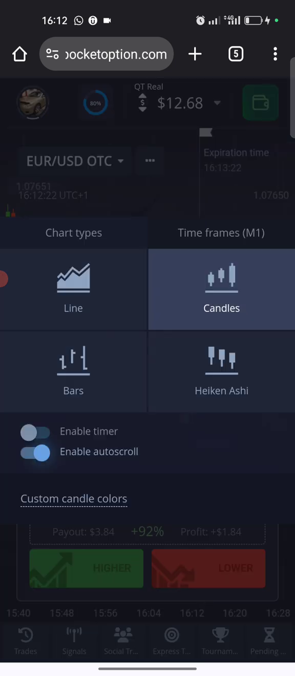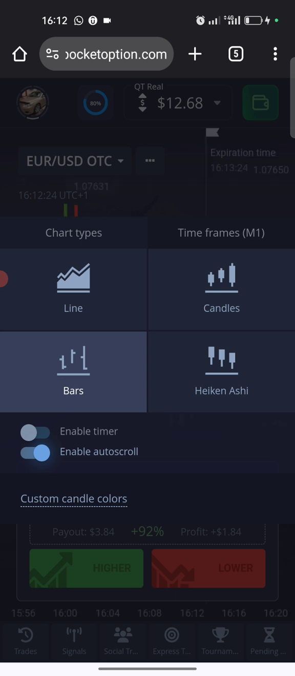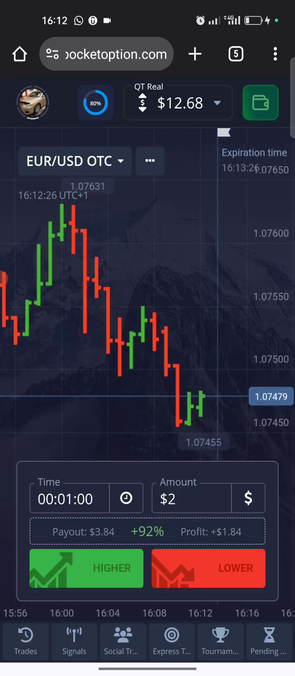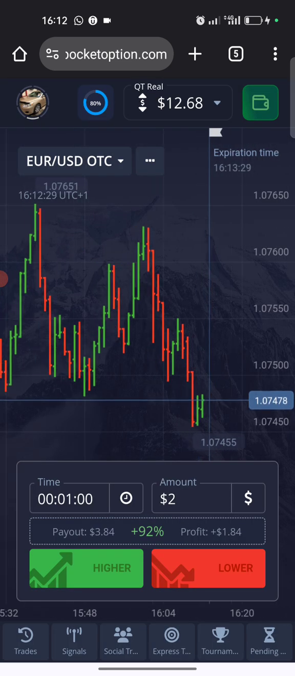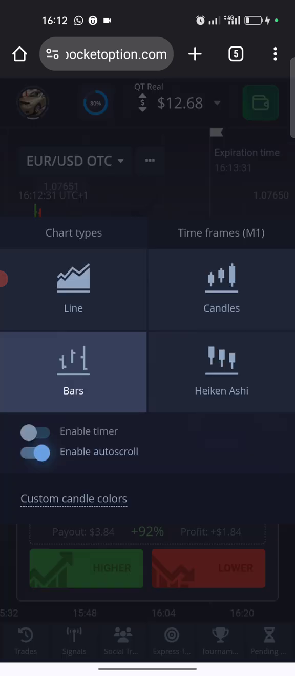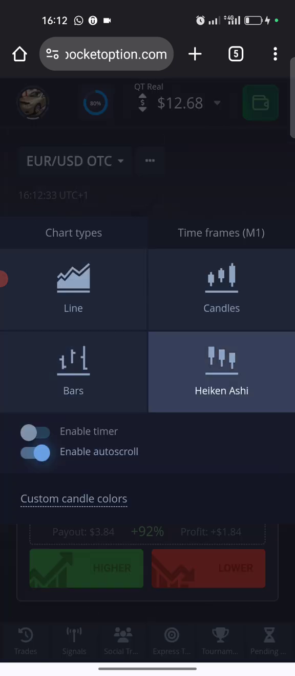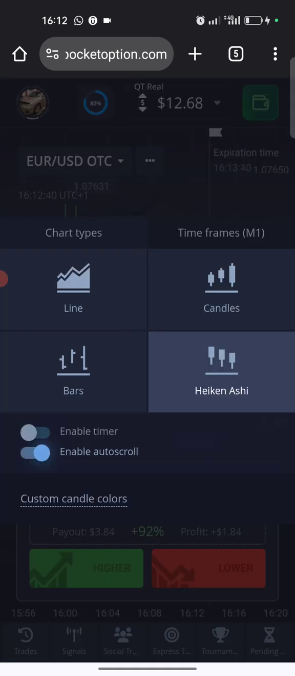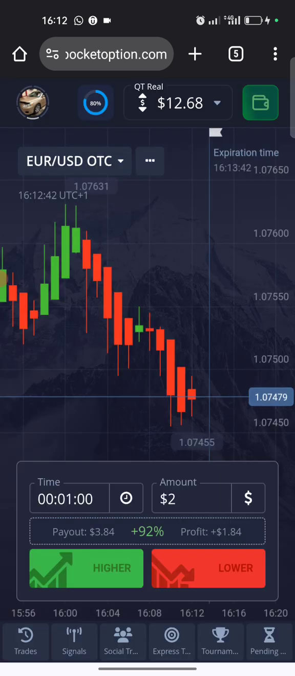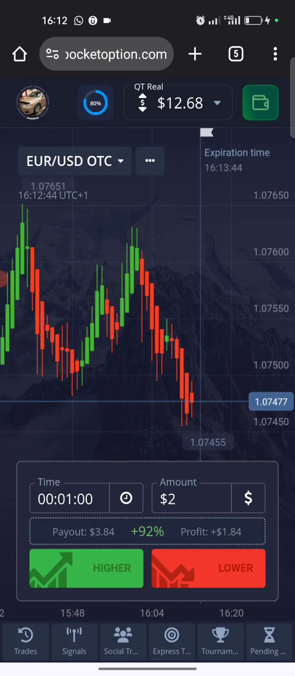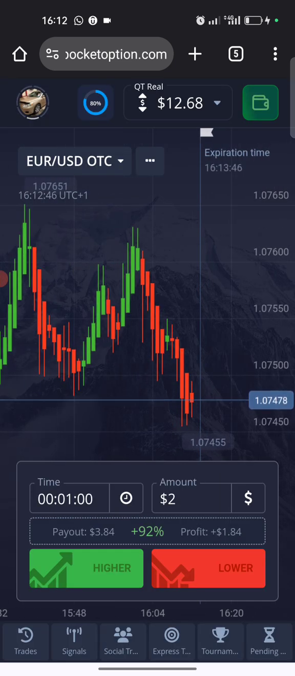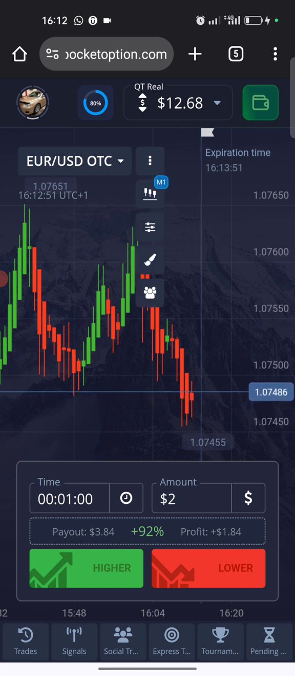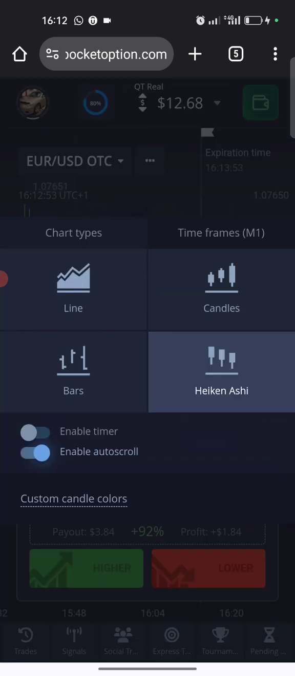Also, we have what they call the bars. You can look at it. It's actually cool as well, but not really cool to trade with. We also have the fourth type, which you can practically use to trade. But the general method that you can actually use here is the candles.